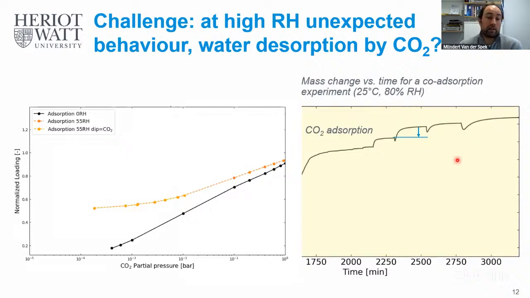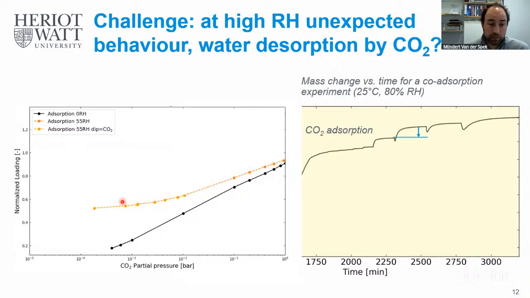And what you get if you do that is isotherms, obviously. So here you see partial pressure on the horizontal axis and normalized loading on the vertical. The black line is the adsorption isotherm in dry conditions, so 0% RH, and the orange line is under 55% RH.